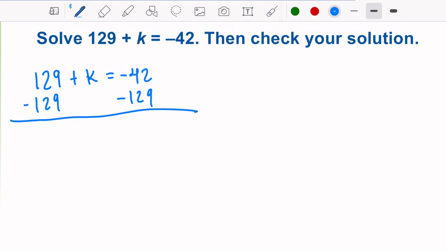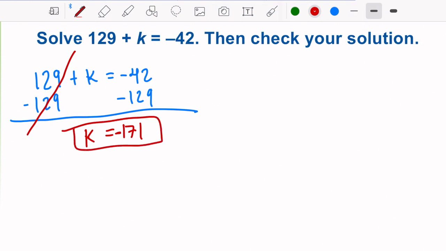So 129 minus 129 equals 0. So that means that I can cross it out, bring down the k. I can bring down the plus sign, but I don't need it because it's a plus. If it was a negative or a minus, then I would bring it down, which is important. So k equals negative 171 because negative 42 minus 129 is negative 171. So that means the answer is negative 171.